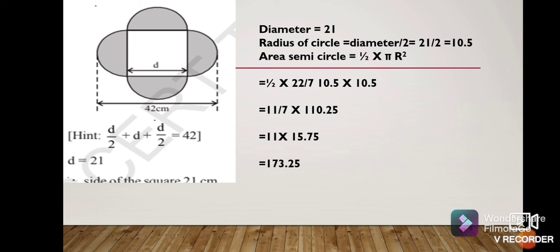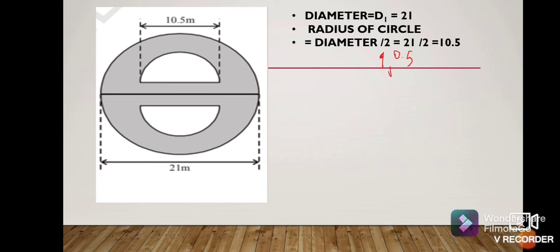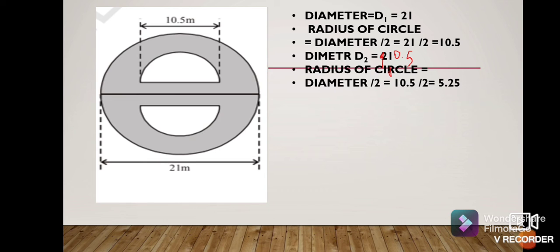Now on multiplication, 11 into 15.75 we get 173.25. Okay. Now after getting there, we have to multiply that. Now again here we have another figure. Diameter d1 is 21, radius of the circle is simply diameter by 2, 21 by 2, and here diameter d2 is actually 10.5, then the radius of the circle is diameter by 2, 10.5 by 2, simply 5.25.